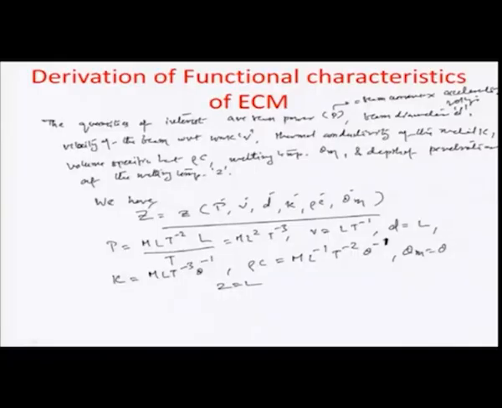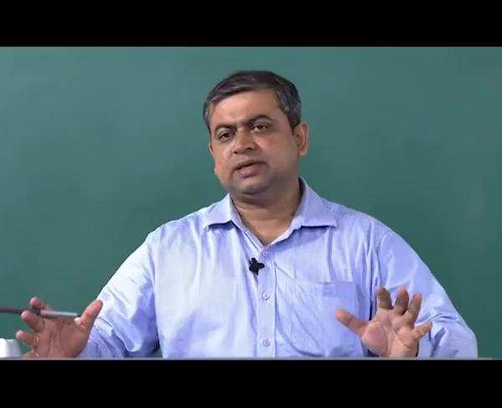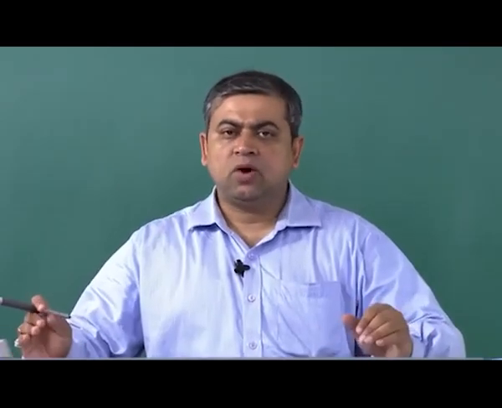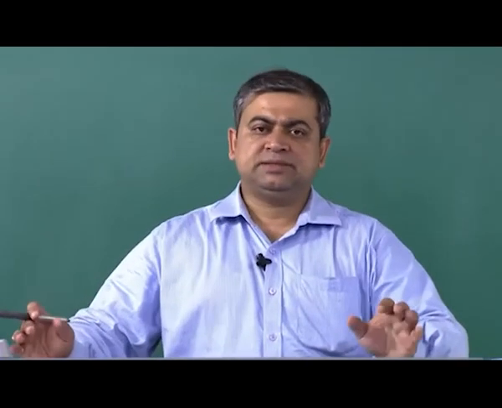You can see this z is 1, p is 2, v 3, d is 4, k 5, rho c 6, and theta m is 7. So, basically there are 7 such parameters which are either dependent or independent, and they can be expressed in terms of only 4 basic dimensions, that is mass, length, time, and temperature.